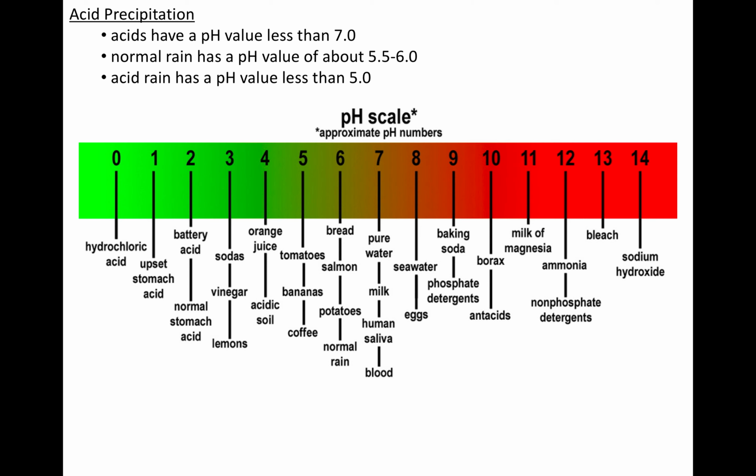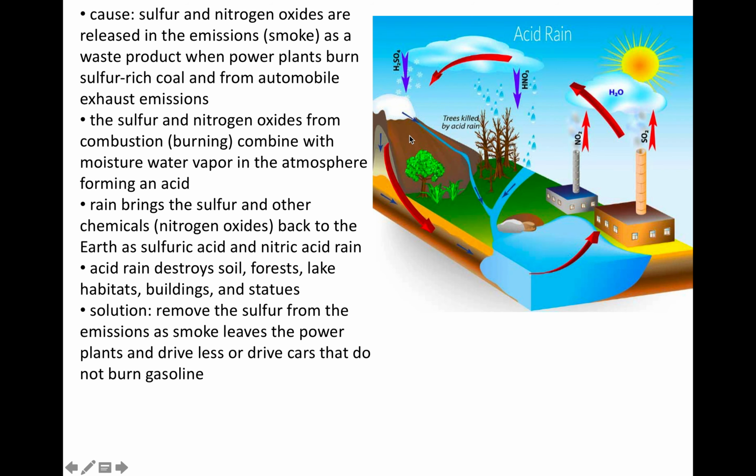But even though it's a little acidic, it's not acid rain generally until it drops below 5. This is when it becomes a problem. When it gets below 5, now you're having a problem with acid rain. So rain in general is around 5.5 or 5.6 is normal rain. And then below 5 is where you have acid rain, in the 4s usually.